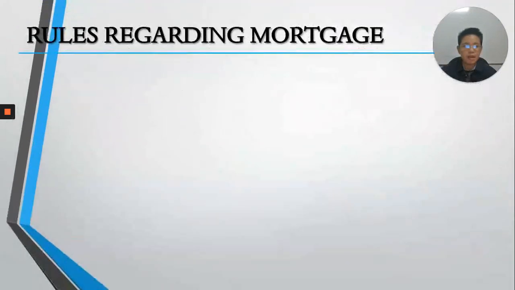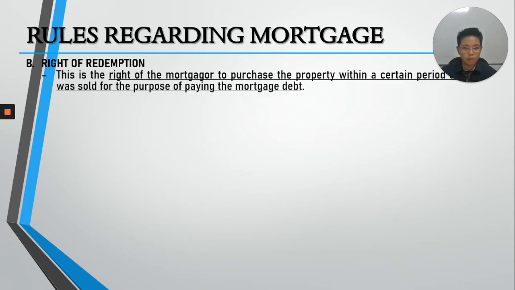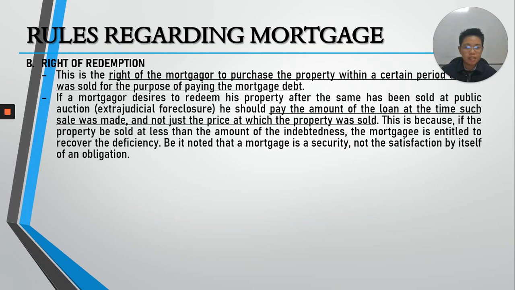So, what else? Also take note of the right of redemption. Right of the mortgagor to purchase the property within a certain period after it was sold for the purpose of paying a mortgage debt. So, mortgagor who wants to redeem the property should pay the amount of the loan at the time the sale was made. And remember, class, not the price of the property, not the price at which the property was sold.